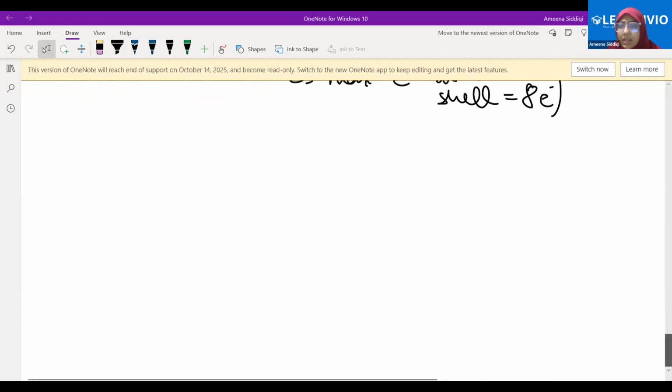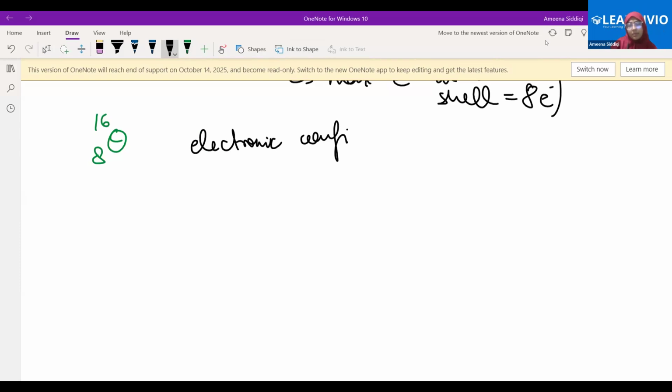Fine. Quickly, all of you will tell me the electronic configuration for this. Very quickly. Along with that, you will tell me the number of electrons, protons, and neutrons in this atom. Very quickly.